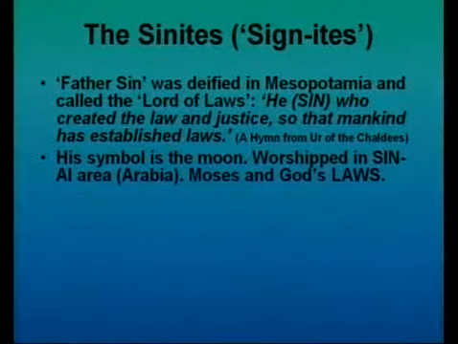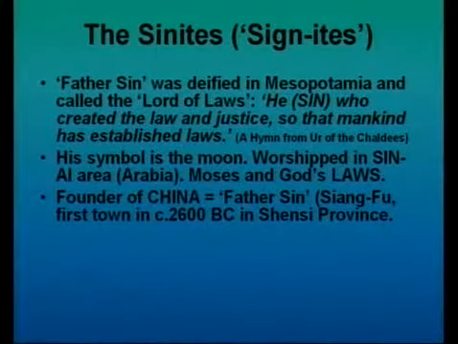Now, his symbol is the moon. Interestingly enough, he was also worshipped in the Sinai area of Arabia. What's fascinating, of course, is Moses actually went up to Mount Sinai and received from God the 10 Commandments, God's laws, which is very interesting. It was almost like saying, okay, you want the real laws? It's not the ancestor who's worshipped. I'm the one who gives you the laws. Quite an interesting slant on that.